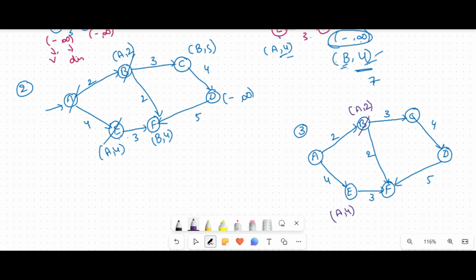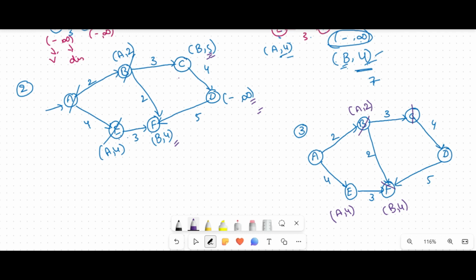Now which vertex we will visit? Here it is 5, here it is 4, here it is infinity. This F vertex we will visit. So B comma 4. Now find F vertex adjacent vertices. There are no F vertex adjacent vertices. Simple. So next, which vertex we have to visit? 5, infinity. C vertex we will visit.